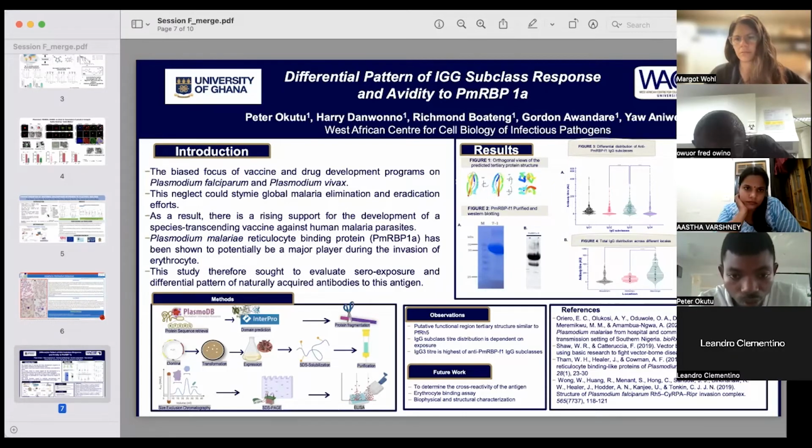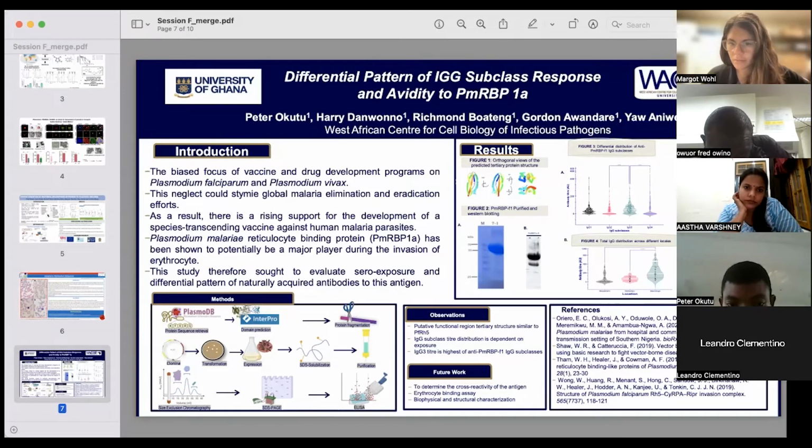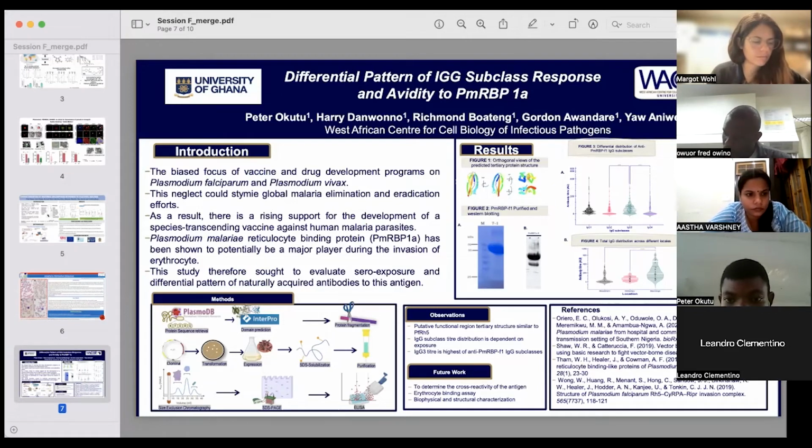Now, there are a couple of works we are still doing, because this is just a smaller picture of a bigger work we are doing. Next we will be doing an erythrocyte binding assay to see the regions of the erythrocyte where the binding occurs. And we'll also be looking at the biophysical and structural characterization of our protein. Thank you.